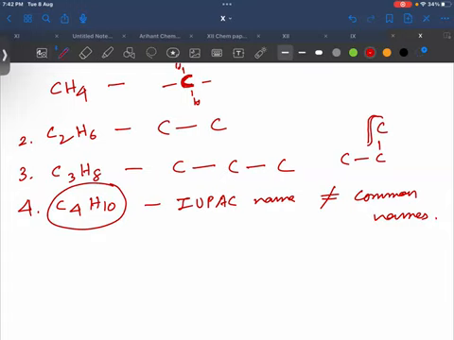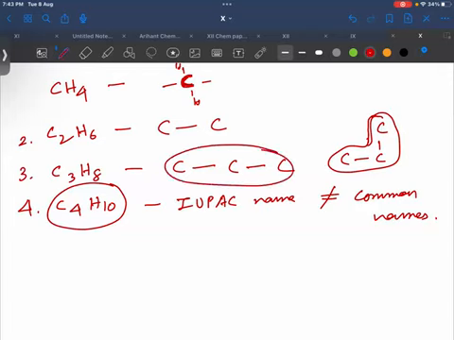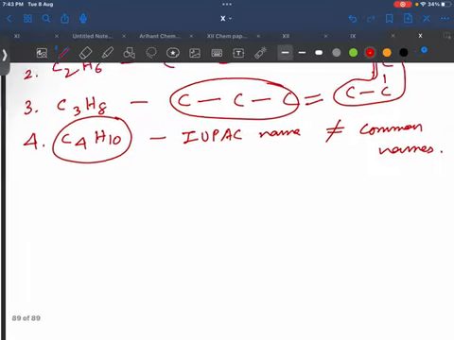You have to decide the parent chain. Parent chain is the longest continuous chain of carbon. It need not be straight. It can be branched also. Always remember. These two are the same thing. People make this mistake a lot. These two are the same thing. Both are propane. But in butane, there are 4 carbon atoms, right?